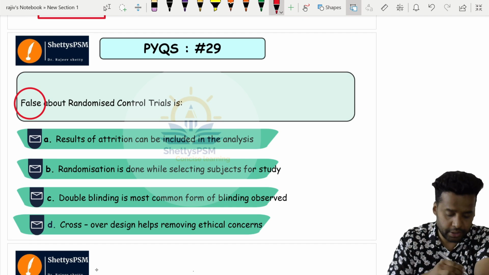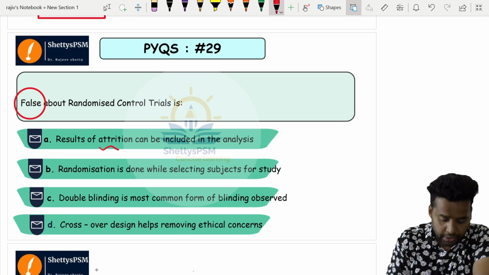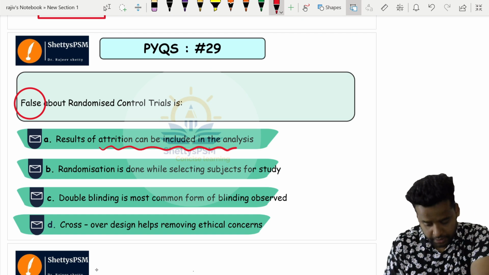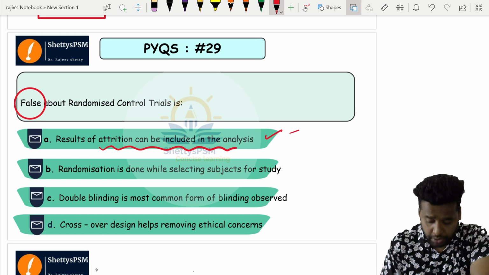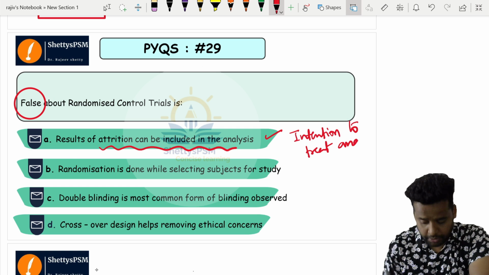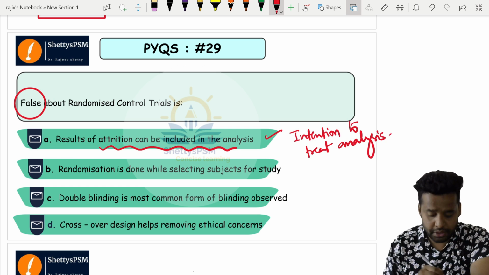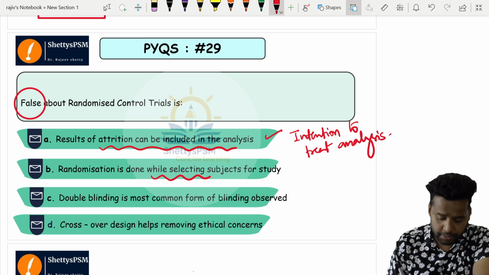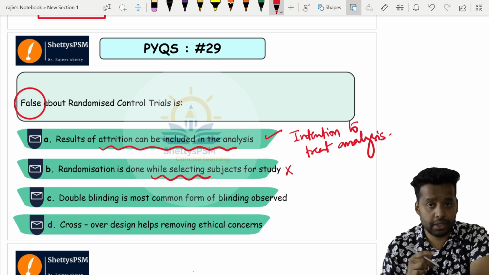False about RCT. Next question. Results of attrition can be included in the analysis. Correct. You can include by doing intention to treat analysis. Intention to treat analysis can be done. Randomization is done while selection of study subjects? No, it is after selection.